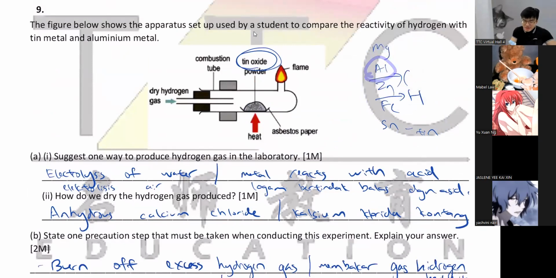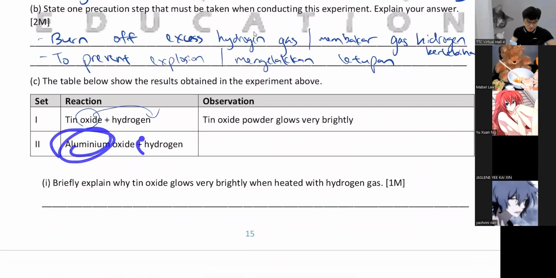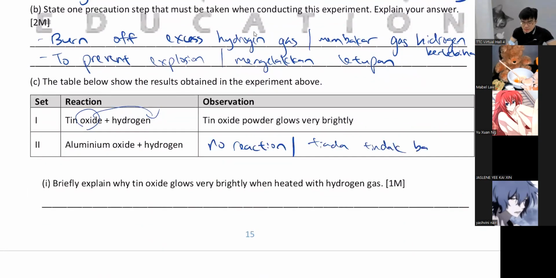So hydrogen cannot take aluminium's wife away, because if you are married to someone so good looking, of course you won't follow this guy away. So you can say no reaction, or doesn't glow. Tiada tindak balas. There's no reaction. Nothing is happening here, because hydrogen is not as reactive. Remember I said reactive means good looking, leng zai.